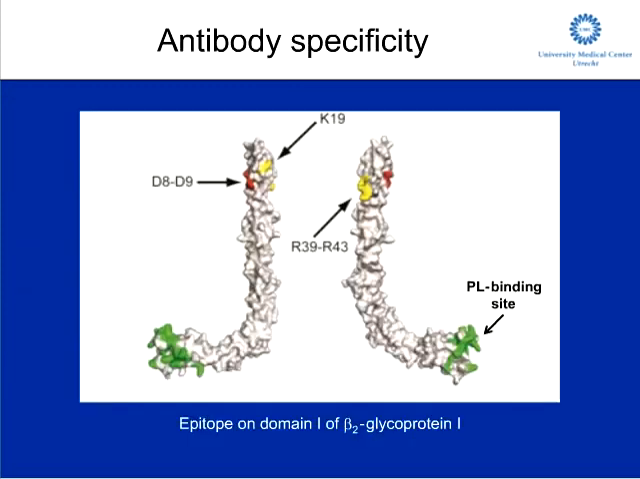If you take the crystal structure, we now know by site-directed mutagenesis that specifically this area between arginine 39 and arginine 43 is the area where the antibodies seem to bind. But also lysine 19 has been mutated and showed a lower affinity. And if you mutate these two amino acids, 8 and 9, then the affinity for the antibodies increases, indicating that somewhere here is the binding site of the antibodies.